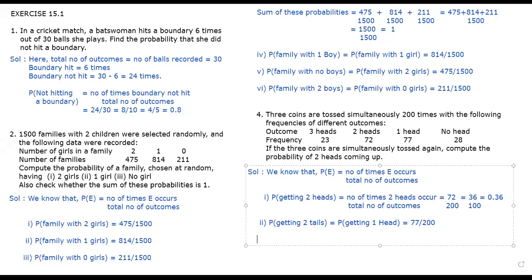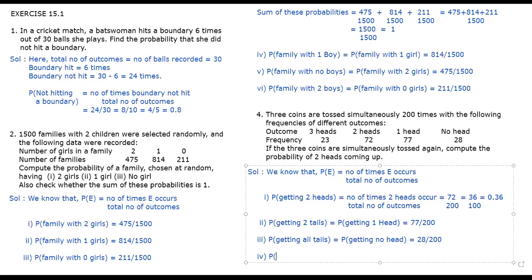Very good answer. Now I'm asking a different question. P of getting all tails means what? 28 upon 200. Very good. It means P of getting no head, which is equal to 28 upon 200. Very nice.